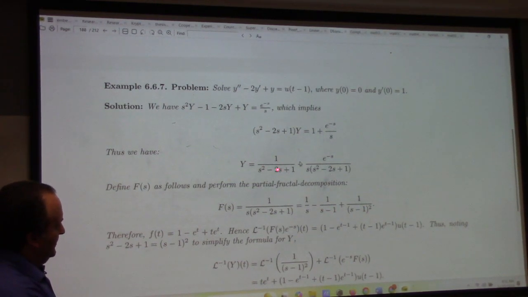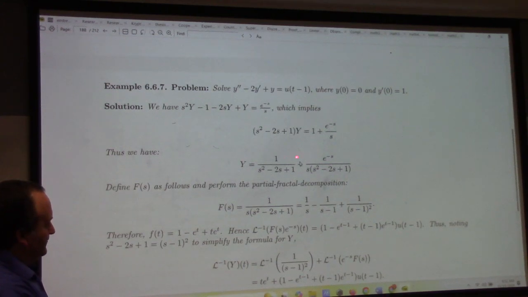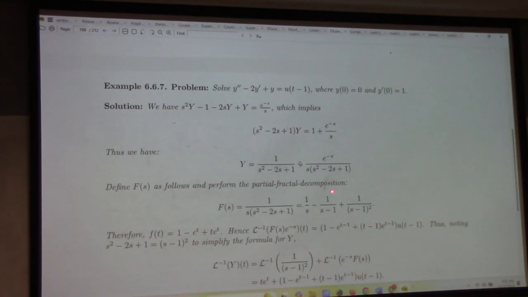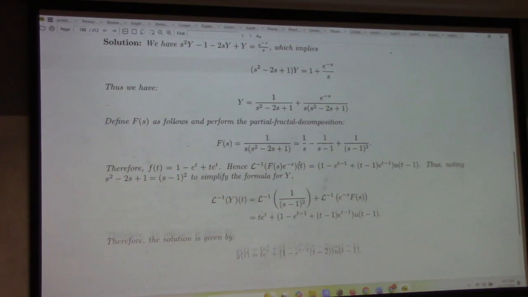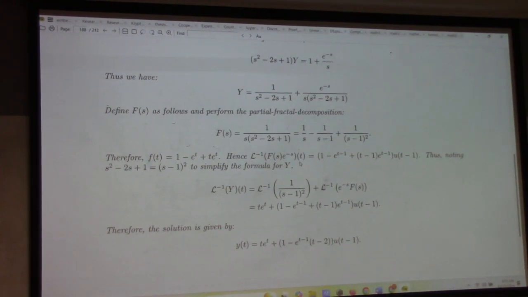Notice that this is s minus 1 squared. So this is the partial fractions then. We do 1 over s, 1 over s minus 1, 1 over s minus 1 squared like that. And as such, the inverse transform of this is just 1 minus e to the t plus t e to the t. Then if I take the Laplace transform of F of s times e to the minus s, I get this evaluated at t minus 1 times the unit step function at t minus 1. So in short, the answer to the problem is obtained from a combination of partial fractions and the theorems we worked out last time in terms of the unit step function. So yeah, there's the answer.